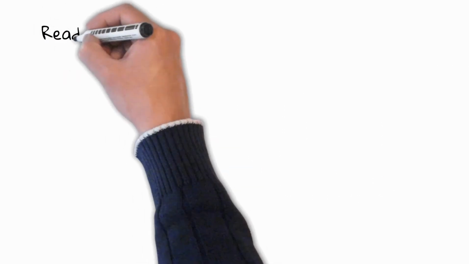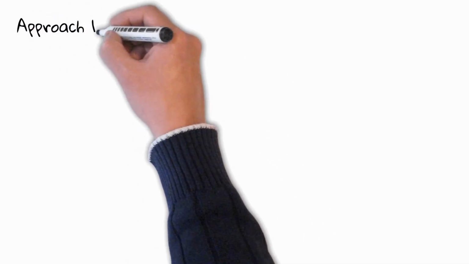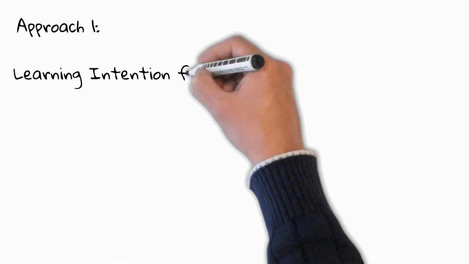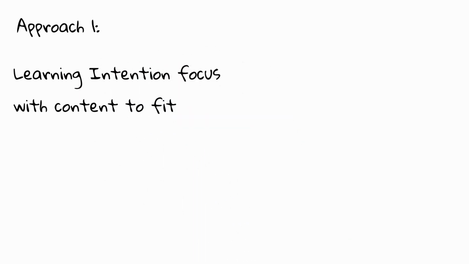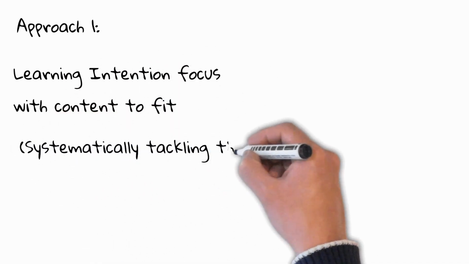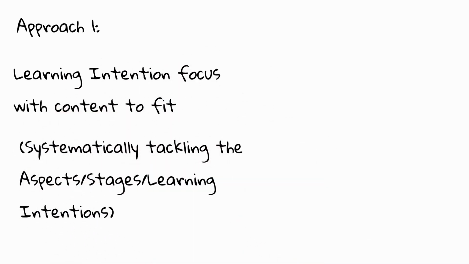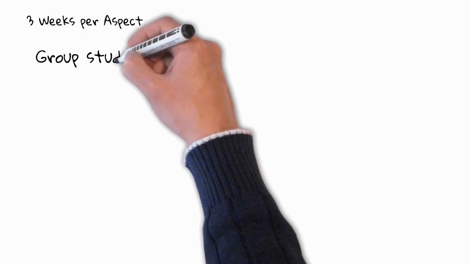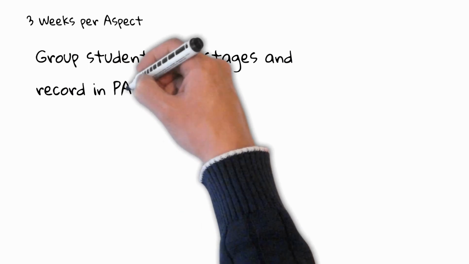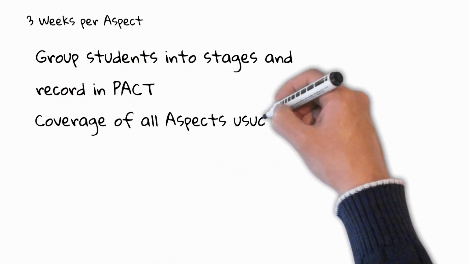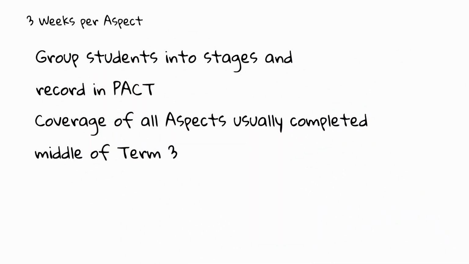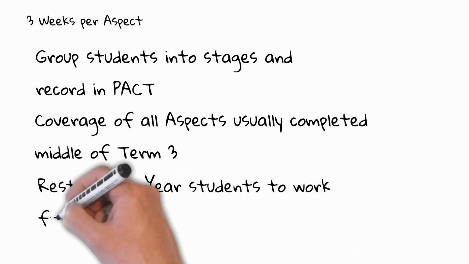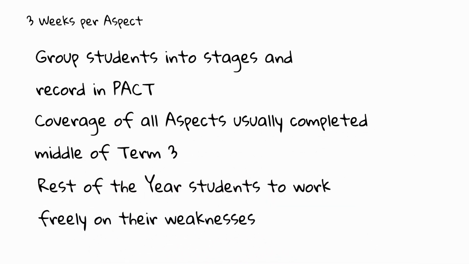Once you are ready to begin, there are 2 approaches. Approach 1. Learning intention focus with content to fit. Systematically tackling the aspect stages learning intentions. 3 weeks per aspect. Group students into stages and record impact. Coverage of all aspects usually completed middle of term 3. Rest of the year students will work freely on their weaknesses.